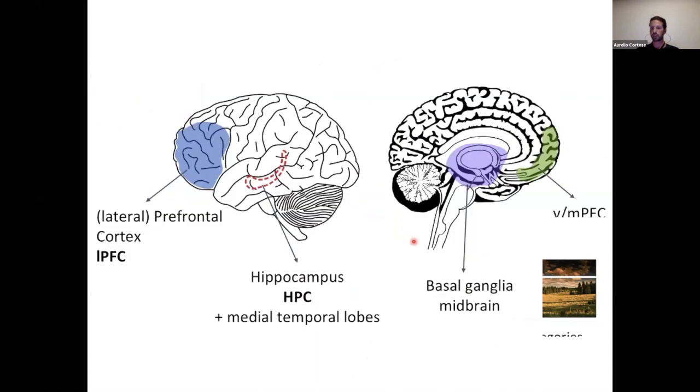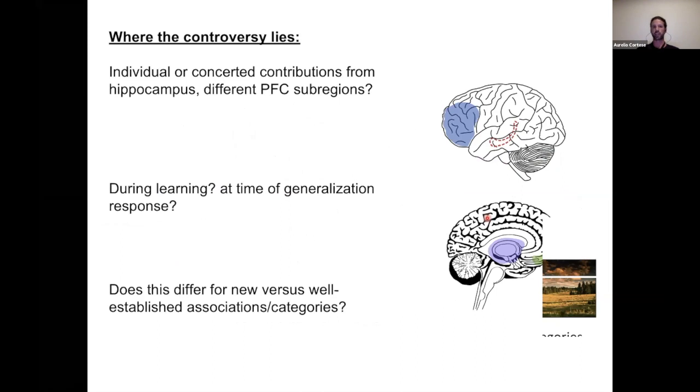So with this really simple lab thought experiment, we have the same behavior, but there are two potential underlying strategies or mechanisms. Which one is more likely to be correct, or is there one that is more likely to happen given certain conditions? Or is the neural circuitry even the same for the two mechanisms? If you look at the literature, the brain regions that have been mostly related to generalization span a circuitry that includes the subregions of the prefrontal cortex, the hippocampus, and the medial temporal lobes, but also the basal ganglia and midbrain. I think this is where we can start to put things together, to see where the controversy lies, and Jesse will walk you through and try to find those points of controversy, because we can have individual or concerted contributions from different regions.